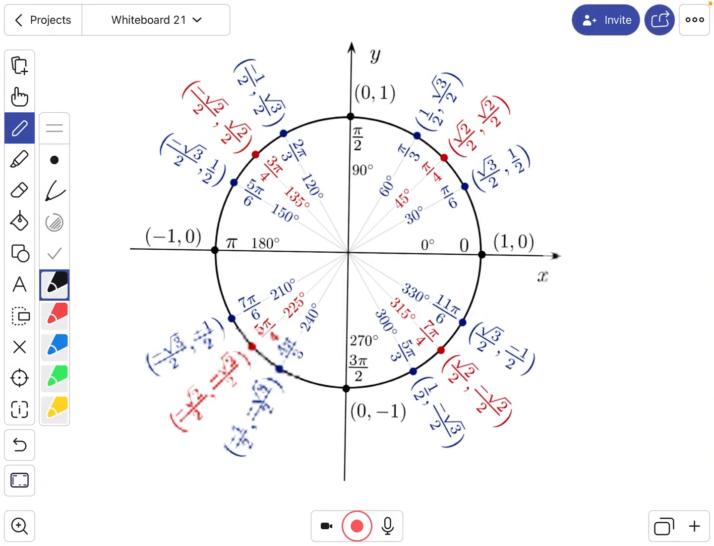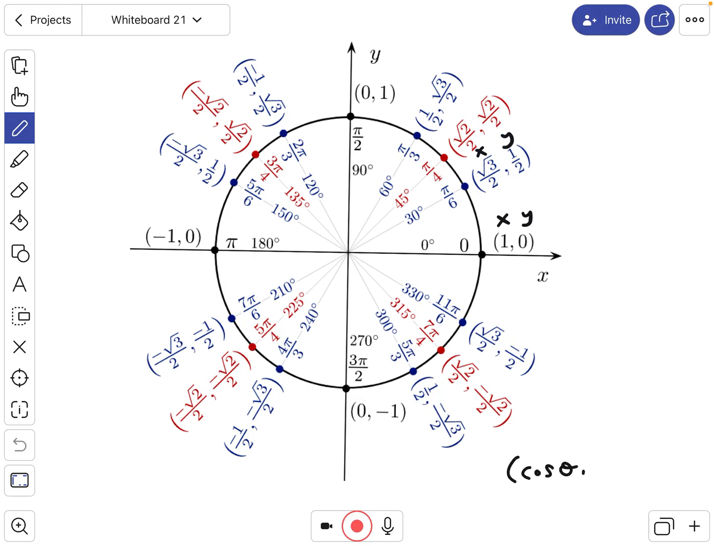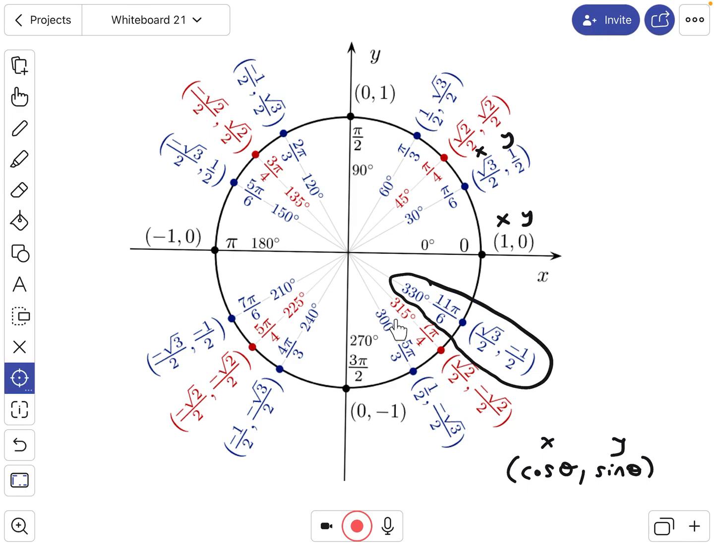So, just a quick intro of the unit circle. Every one of these points has an x and y coordinate, and the x coordinate is the cosine of whatever angle it is, and the y coordinate is the sine of whatever angle that is. And so if we look at any one of these that are lined up, we could say this is 330 degrees, which is equivalent to 11 pi over 6 radians. So here's the conversions between degrees and radians.